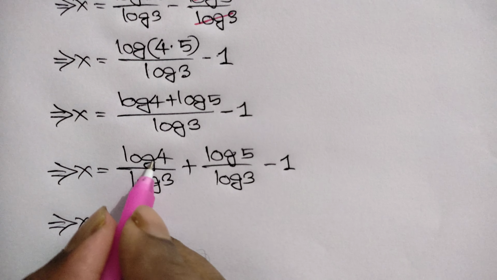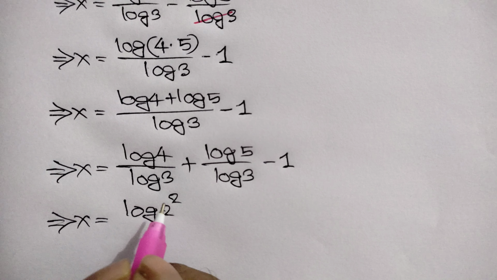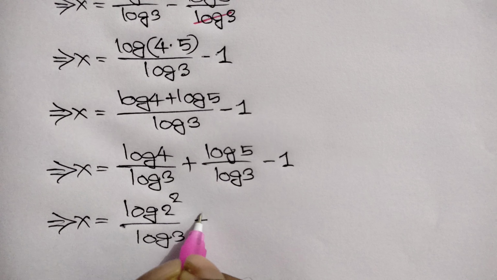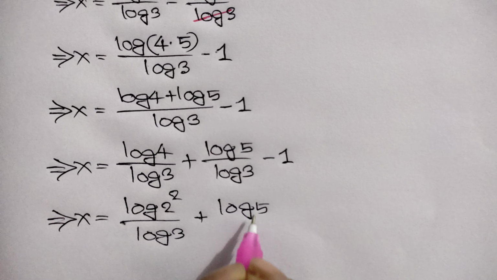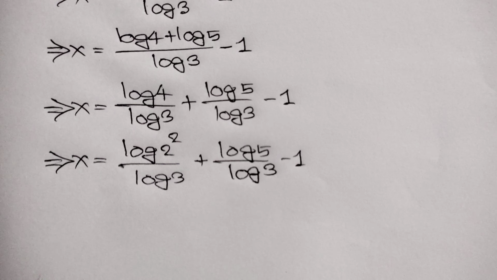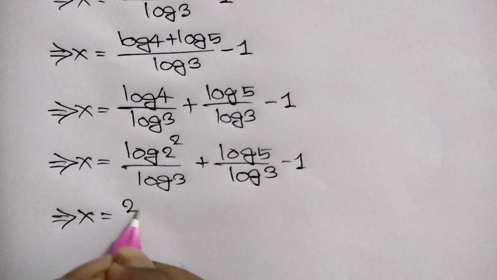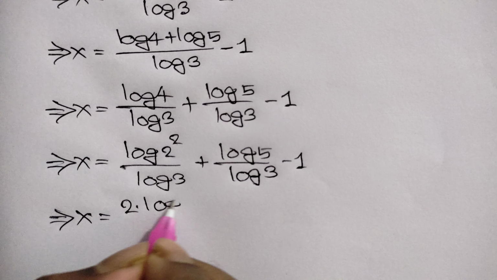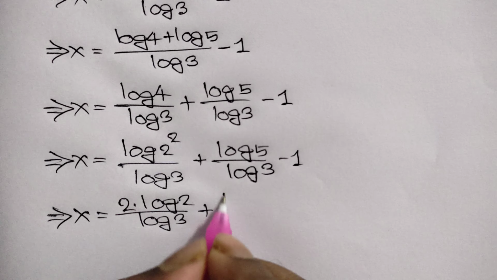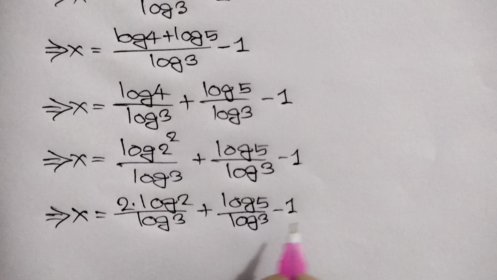Or x is equal to, this log of 4 can be written as log of 2 square, because 2 square is the same as 4, over log of 3 plus log of 5 over log of 3 minus 1. Or x is equal to, this 2 moves here, so we can write 2 times log of 2 over log of 3 plus log of 5 over log of 3 minus 1.